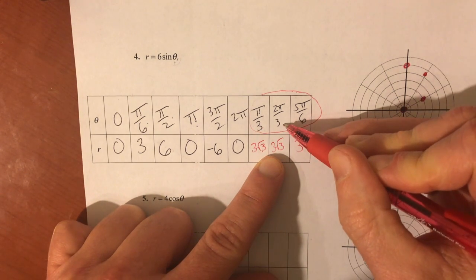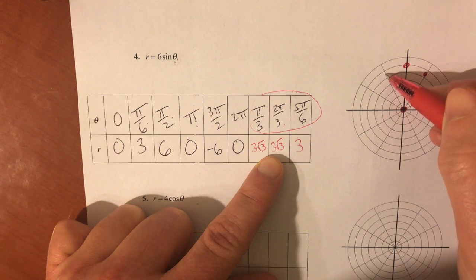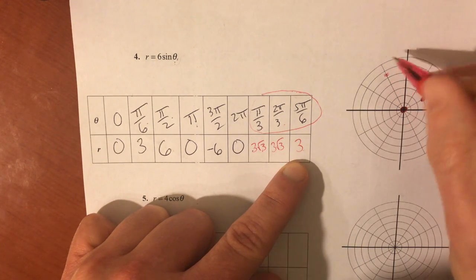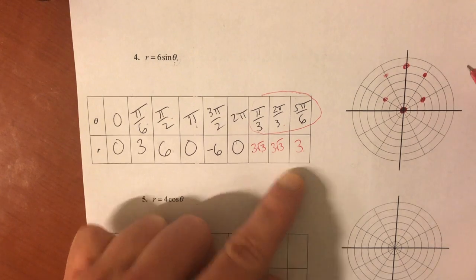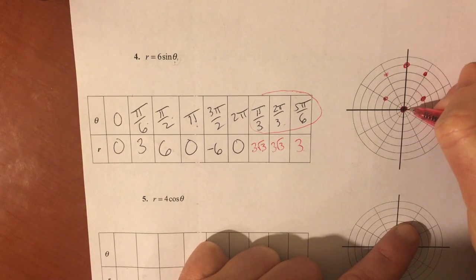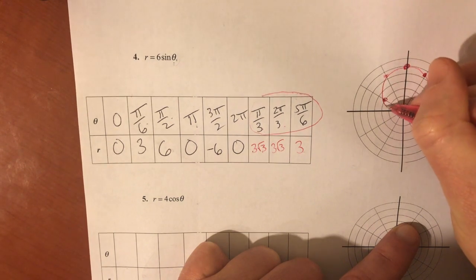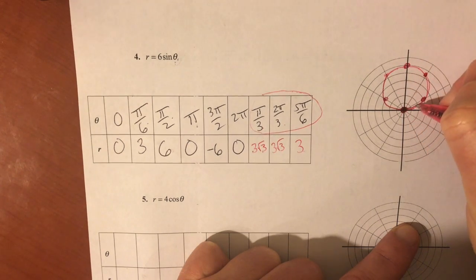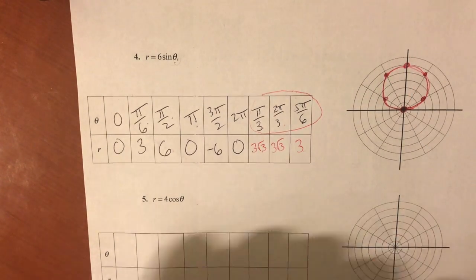2 pi over 3, 3√3, will put you at that same radius, but along the 2 pi over 3 line, which is right there. 5 pi over 6 and an r value of 3 will put you along the 5 pi over 6 line, but at a radius of 3. Now you might start to see what you get out of this, that you really just get another circle, but it's not centered around the origin. And so you get that.